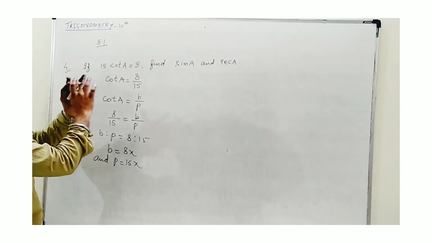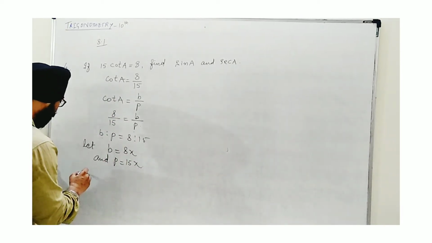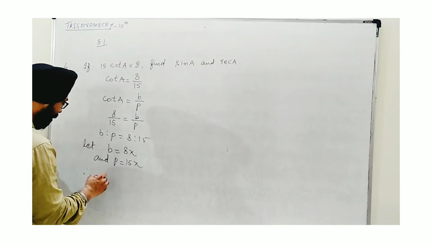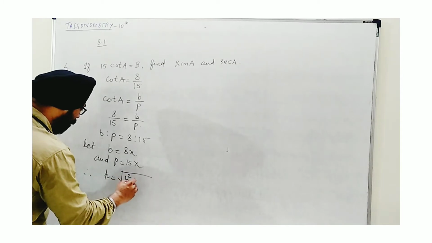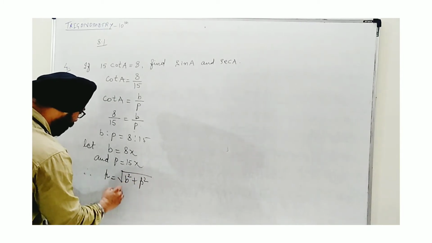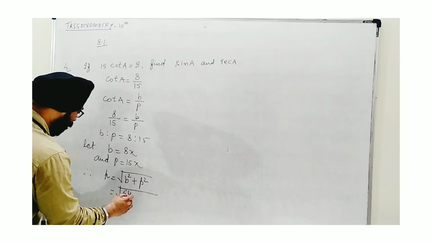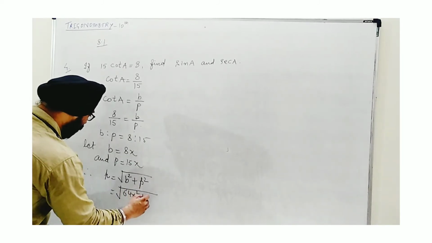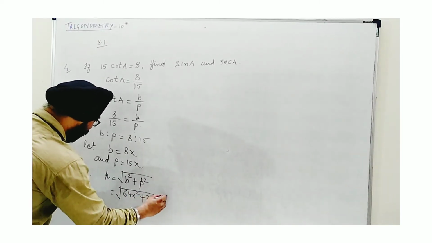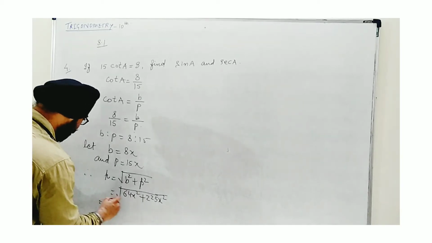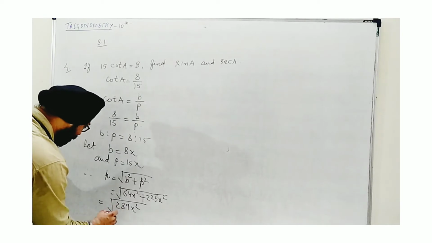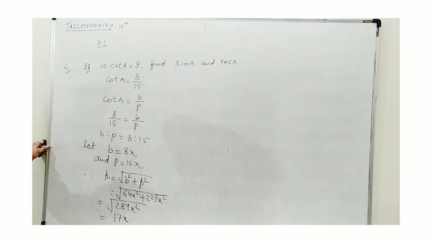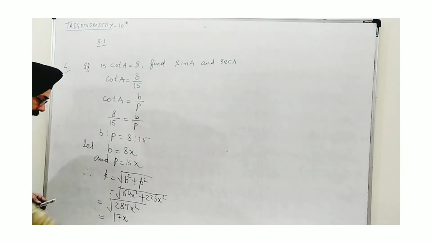Now as we need it in all cases, we always need the third side. So using Pythagoras theorem we can say hypotenuse h will be equal to under root b square plus p square. So b square means 64x square and p square will be 225x square. Now we simplify, we find that it is 289x square, and 289 is the square of 17, so we have obtained the hypotenuse h as 17x.